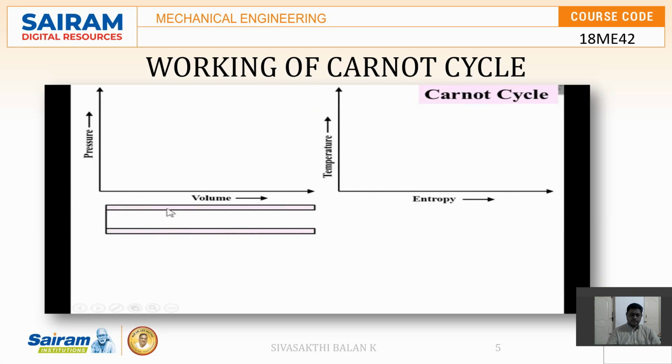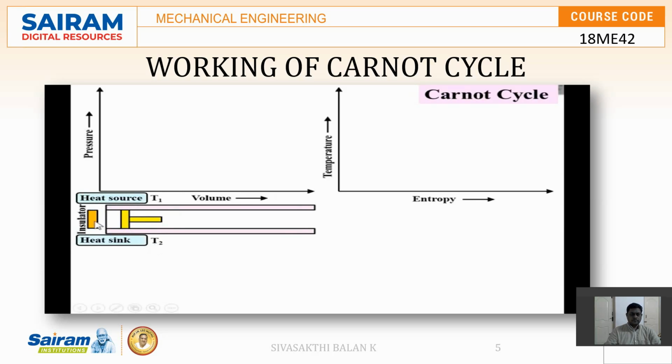So this is the engine cylinder, and this is one end of the engine cylinder, and inside the engine cylinder this is the piston. The piston will reciprocate inside this engine cylinder, and this is the insulator that is initially covered at the end of the engine cylinder. This is the heat source having temperature T1, and this is the heat sink having temperature T2, and obviously you know that T1 is greater than T2.